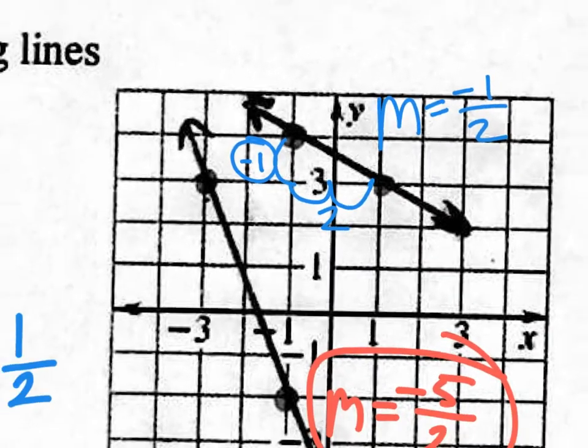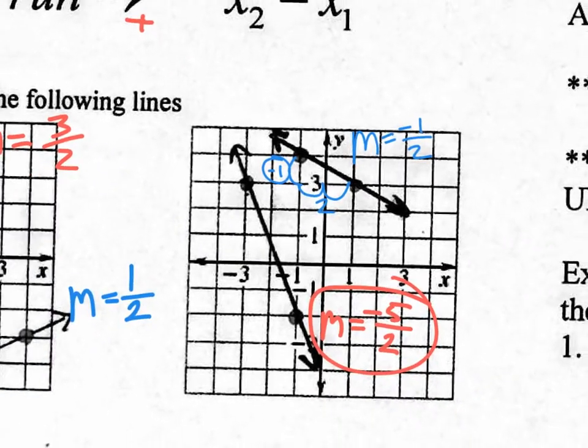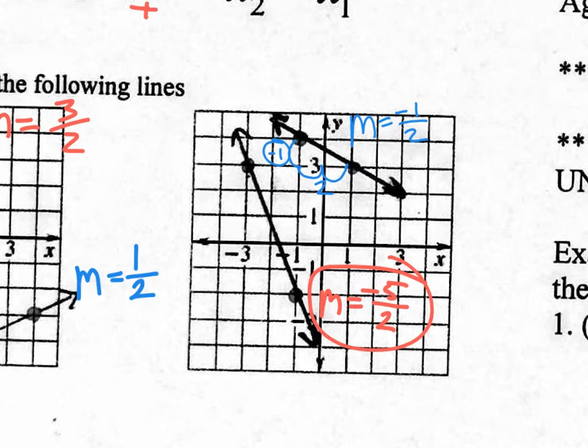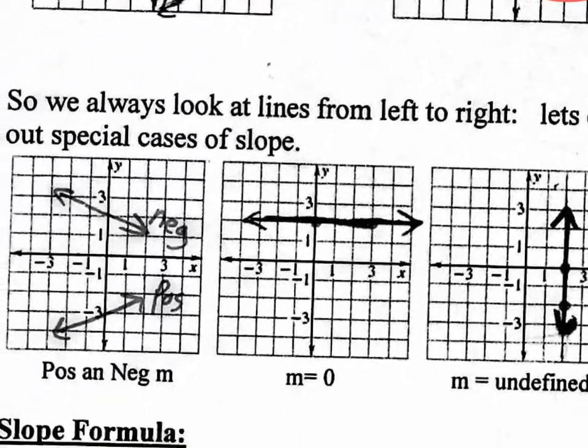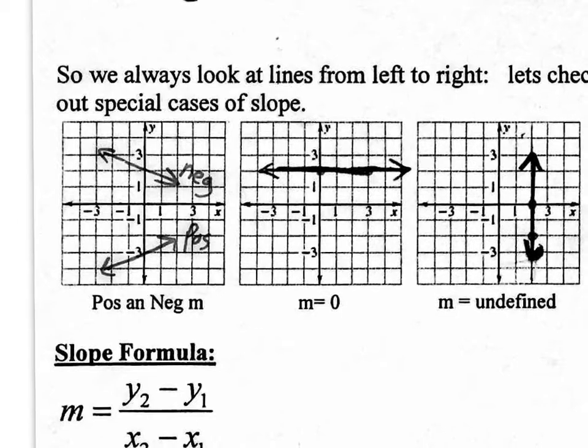But you don't have to draw any of that stuff. You could just count. What do I mean by that? Oh, you go down 1 over 2. That's your answer, negative 1 over 2. So if you're going up from left to right, it's a positive slope. If you're going down from left to right, it's a negative slope.